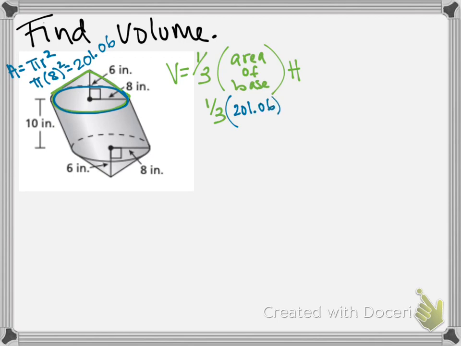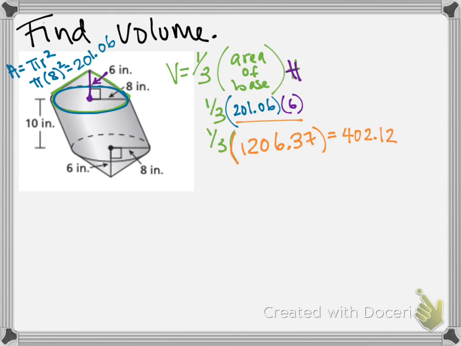And then the height of the cone itself will be from the very bottom of the cone to the very top, which is 6. So drop down the 1/3. I'm going to go ahead and multiply 201.06 times 6. And I get 1206.37. Divide by 3, or multiply times 1/3. It's literally the same thing, just depends on what calculator you have. You get 402.12.